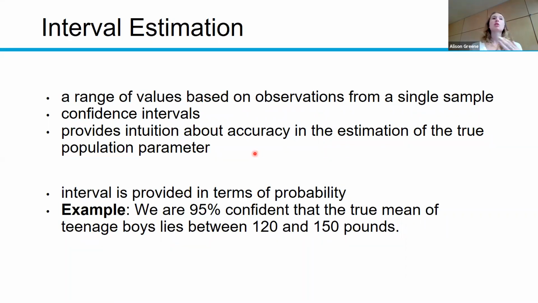So if you had done your work, taken your samples, in the end, you would be able to say something like, we are 95% confident that the true mean of teenage boys lies between 120 and 150 pounds. I'll talk a little bit later about exactly what that 95% confident means, but I just wanted to show this as a starting example. And then also that 95% can change. We decide what that number is.